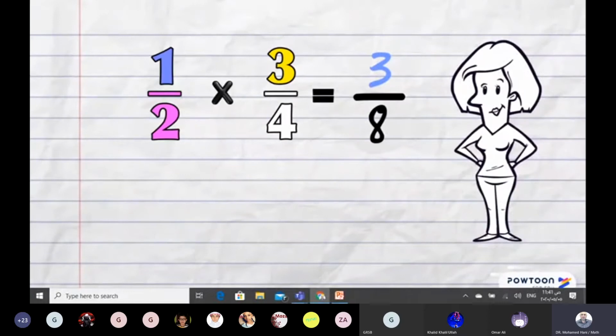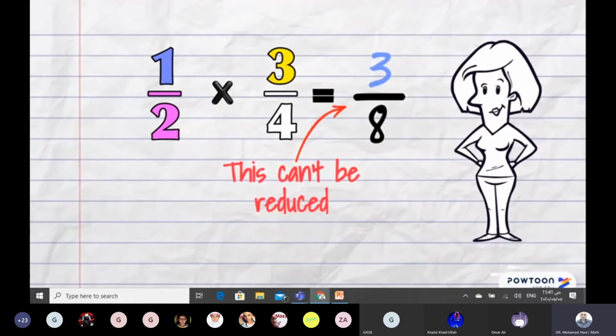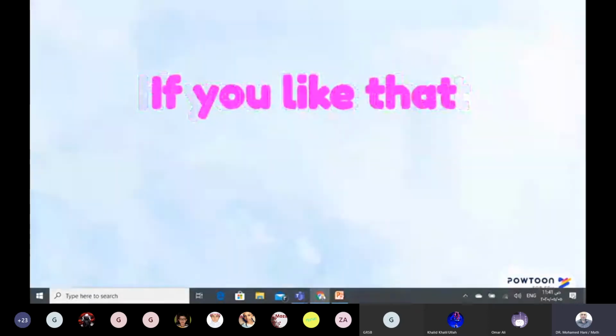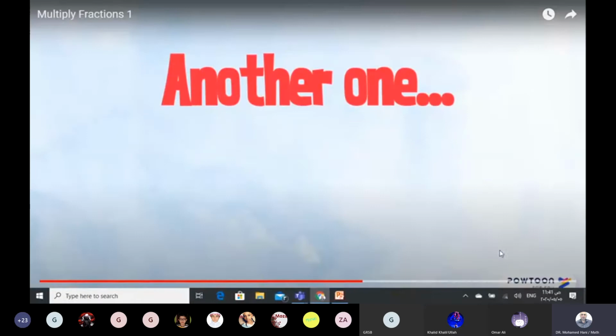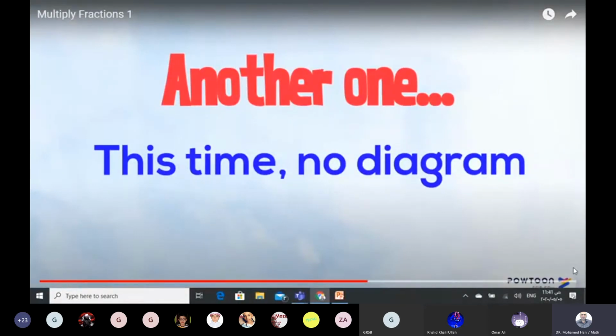If we can simplify our answer, we must. 3/8, of course, can't be reduced, so we're all done. Now, if you like that, you know which button to click. Let's do another one, and this time we'll try it without the diagram.